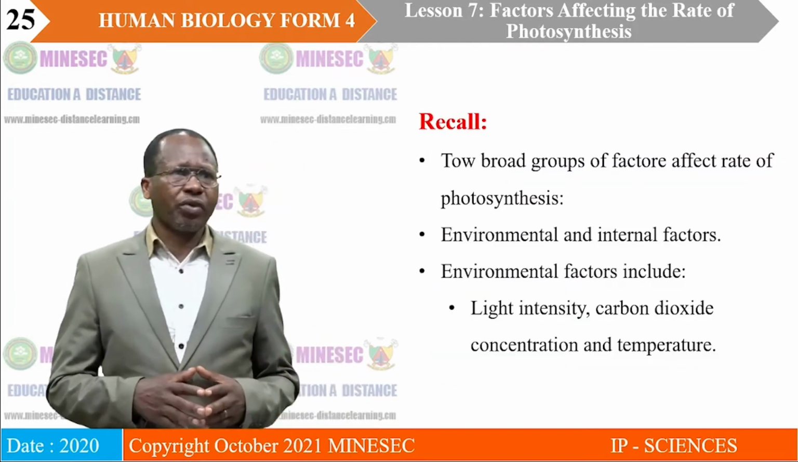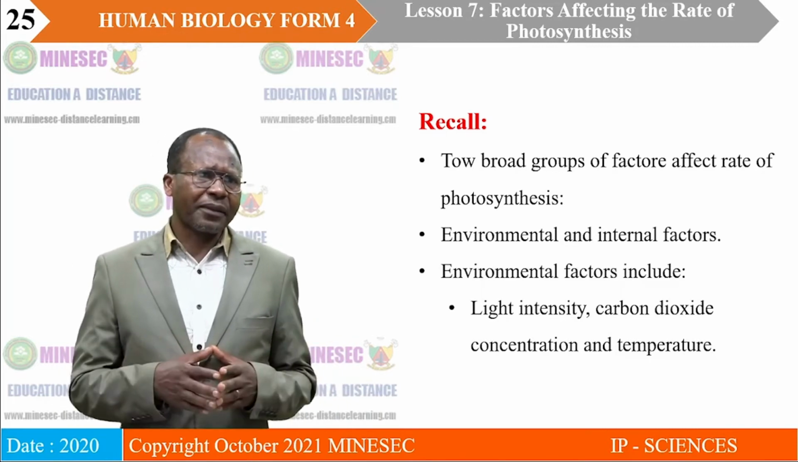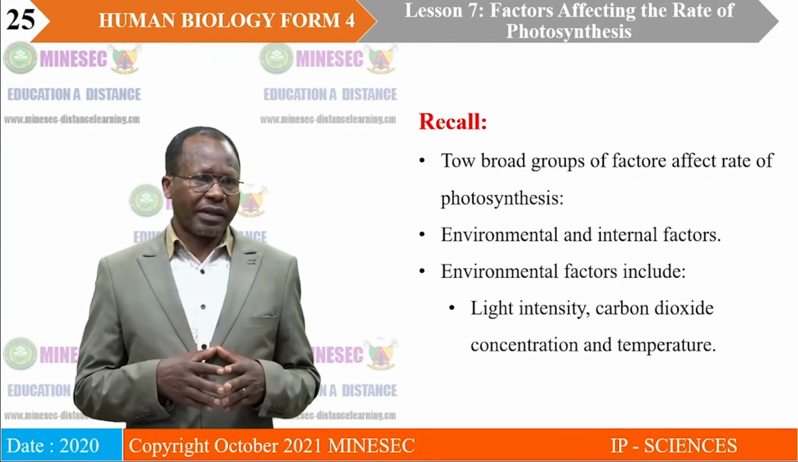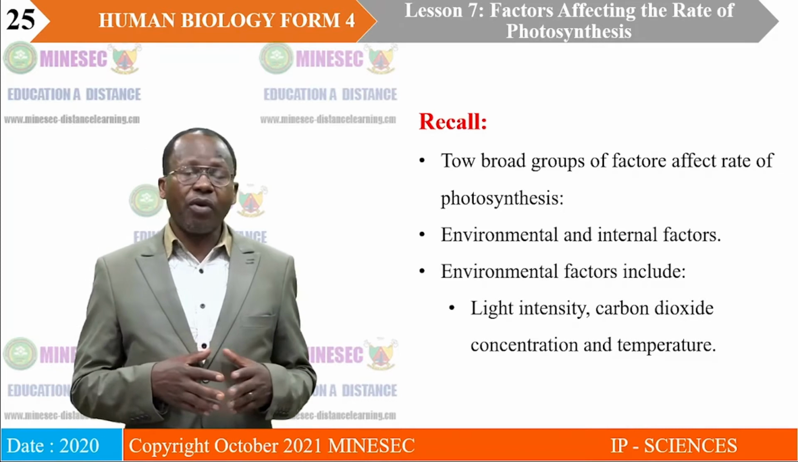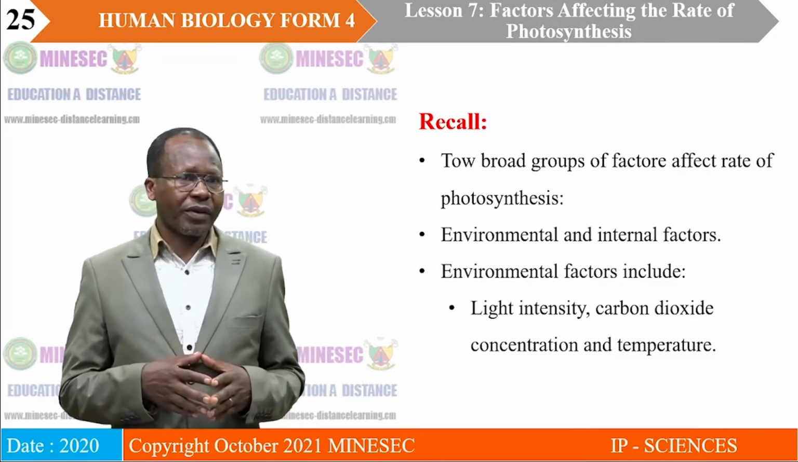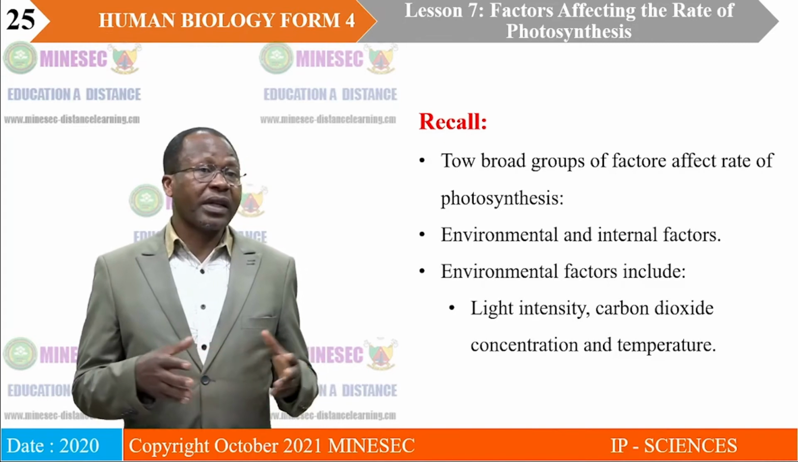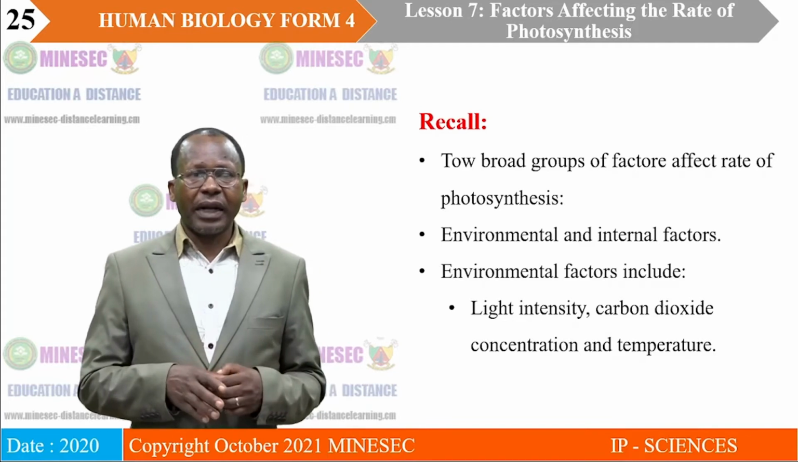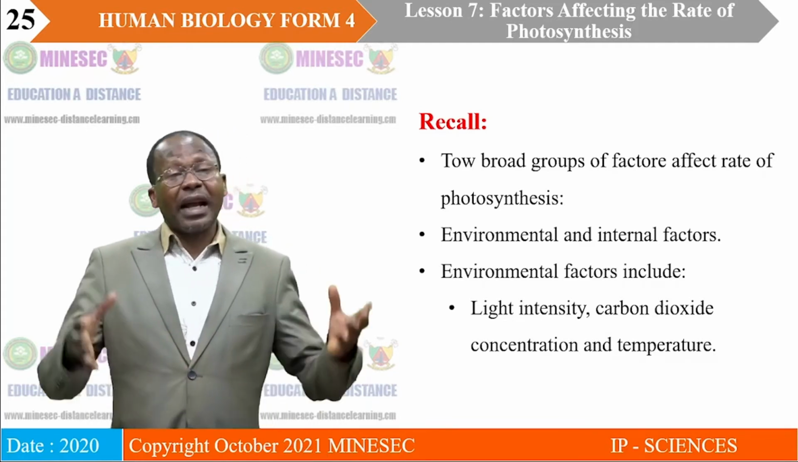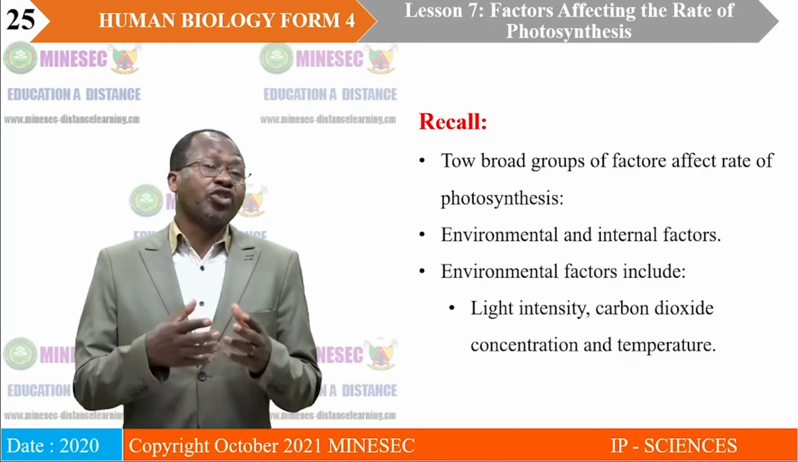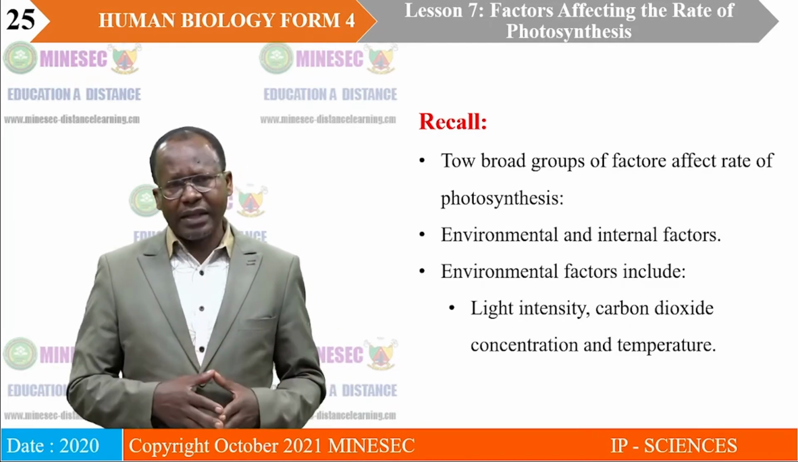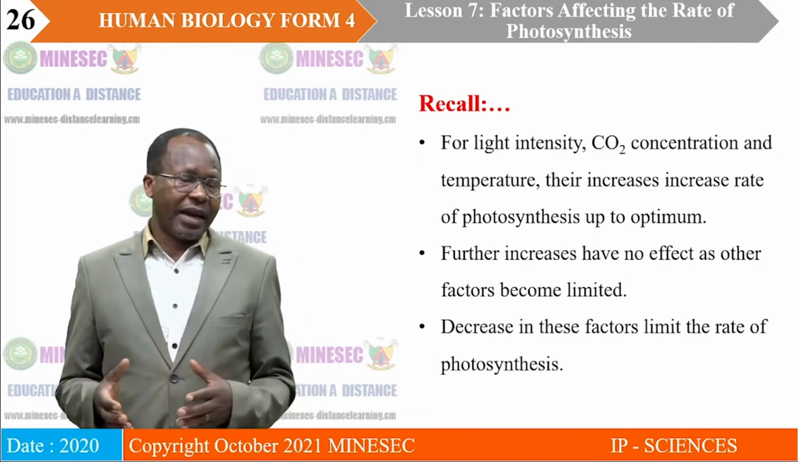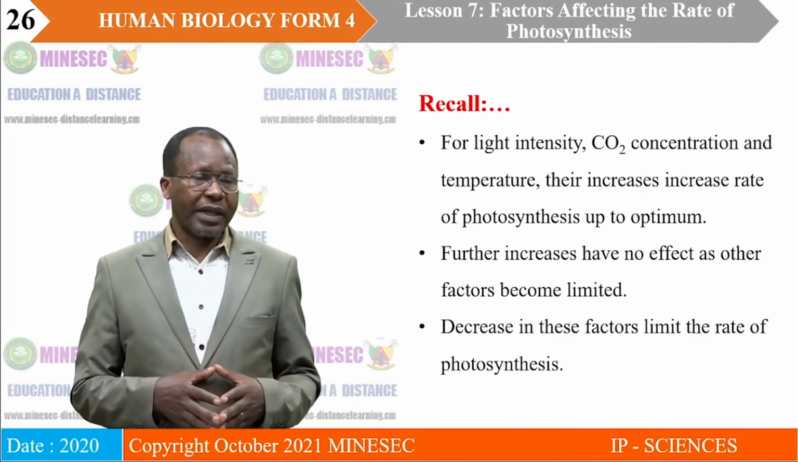It is imperative for us to recall that there were two broad groups of factors that affect the rate of photosynthesis. We had environmental factors, and we also had internal factors or physiological factors. These environmental factors include light intensity, carbon dioxide concentration, and temperature. These are things that come from the environment. The plant does not have direct control over these factors. But these factors interplay with the internal factors to affect the rate of photosynthesis.